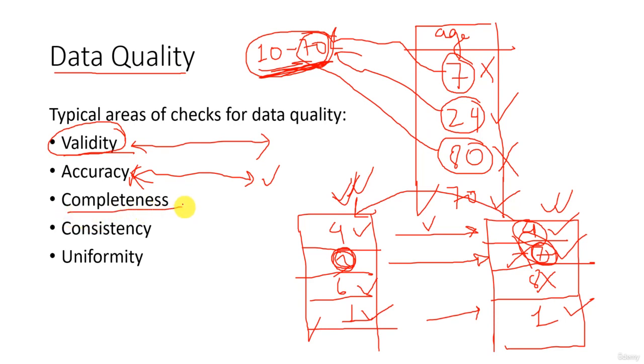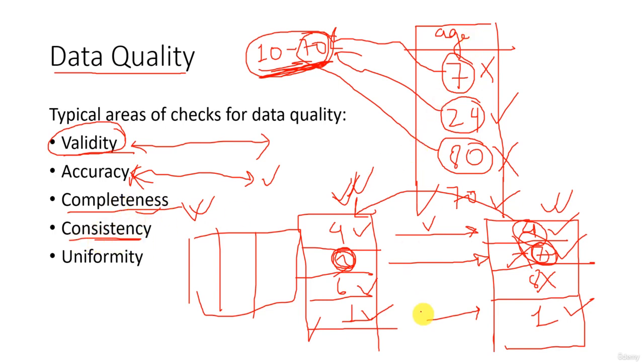Similarly, completeness. Completeness means that if we measured all the sources of a data, if we cover the whole domain of the data to be analyzed, then it is complete. Consistency means: does our data agree with each other?